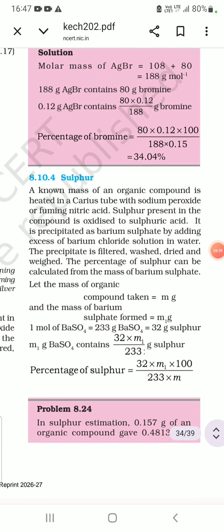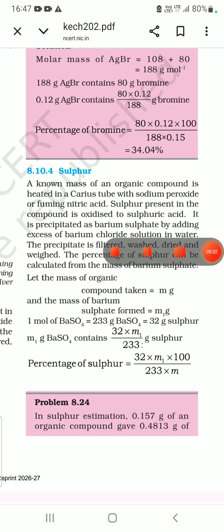Next, sulfur. A known mass of the organic compound is heated in a Carius tube with sodium peroxide or fuming nitric acid, and then sulfur present in the compound is oxidized to sulfuric acid. It is precipitated as barium sulfate by adding excess of barium chloride solution in water. And we have here percentage of sulfur as 32 into m1 into 100 upon 233 into m.